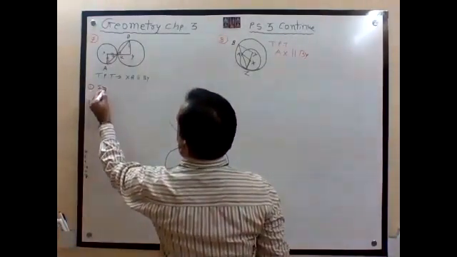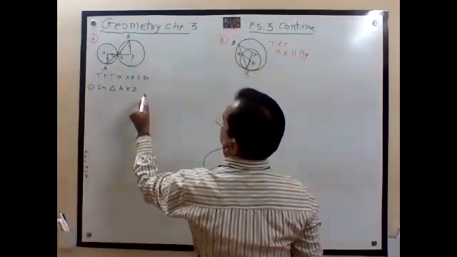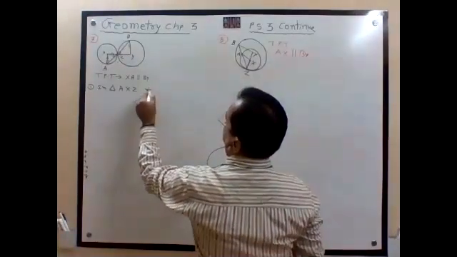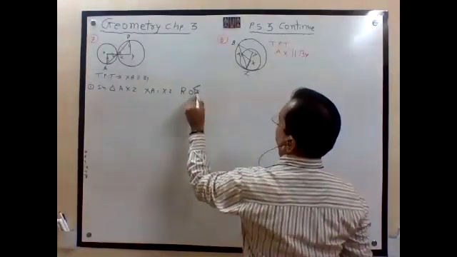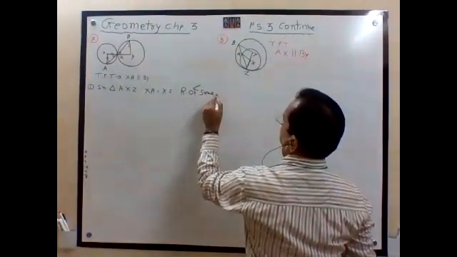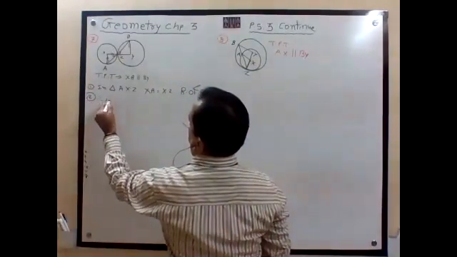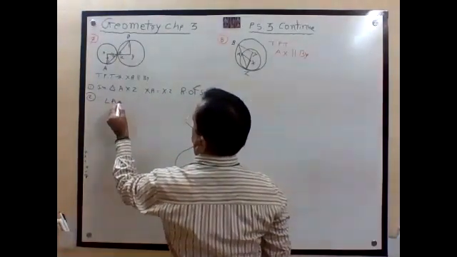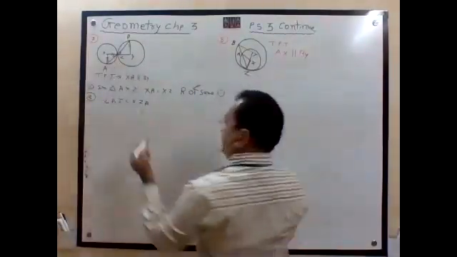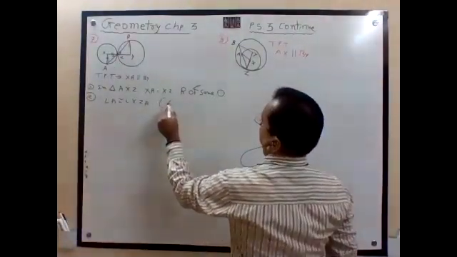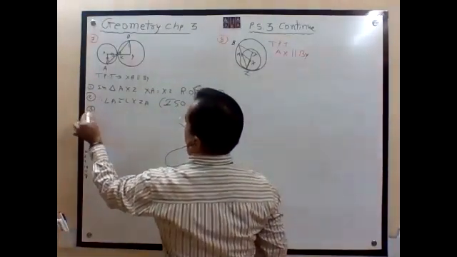So first, in triangle AXZ, XA is equal to XZ, radii of same circle. Therefore, angle A congruent to angle XZA, where I have written 1 and 2, 1 equal to 2. Why? Isosceles triangle.